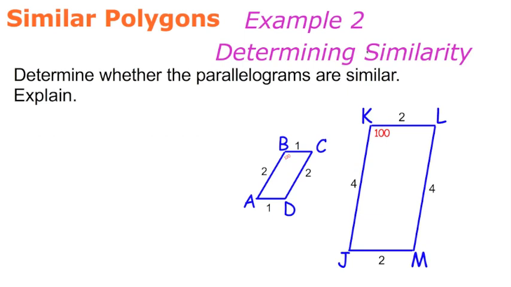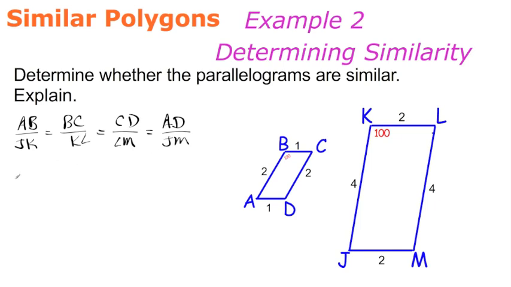Example 2, determining similarity. Determine whether the parallelograms are similar. Explain. If we start with the sides, we're going to go with AB corresponding to JK, so that would be AB over JK. And that ratio should be similar to BC to KL. And that would also give then CD to LM being equal to AD over JM. Filling in the numbers, we get 2 to 4, 1 to 2, 2 to 4, and 1 to 2. In this case, the similarity ratio would be 1/2, since these all simplify to 1/2.